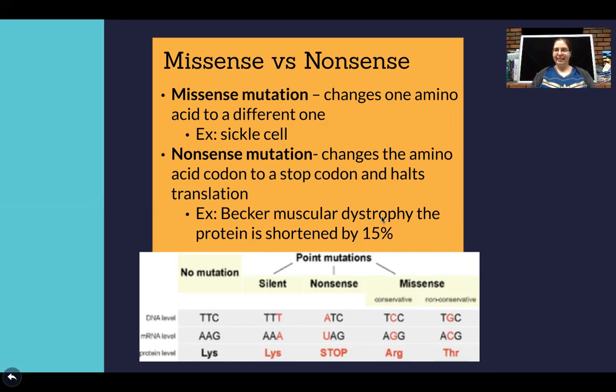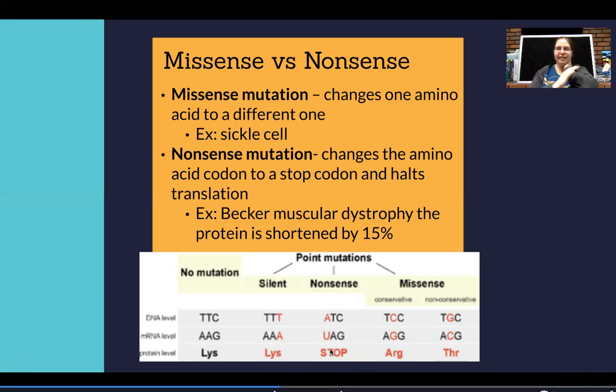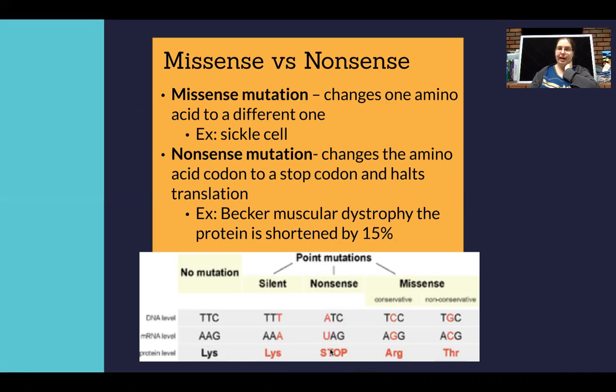And then we have nonsense mutations. So this changes the amino acid code to a stop codon. And what that means is if we have a stop codon in the middle of our gene, then it's actually going to halt translation at that point, and none of the amino acids beyond that point will get added. So that's right here. So we exchange the thymine for adenine. Hey, look, that's a transversion. And that changes the mRNA to UAG, which then leads to a stop codon. So any amino acids beyond that point will not get added on.